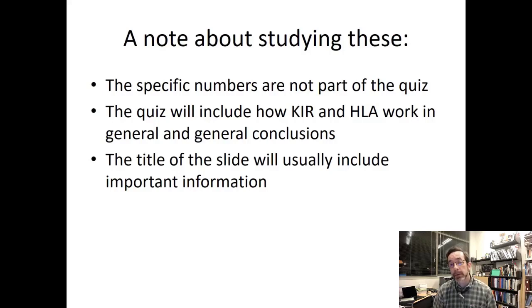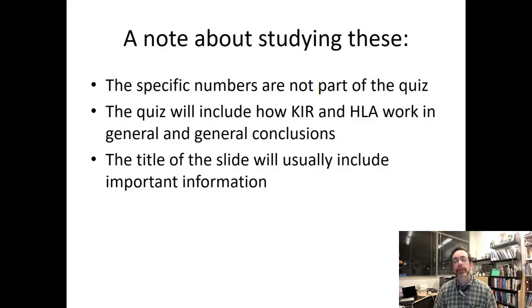The specific numbers are not part of the quiz, but there's 4 main themes that I would like to show you that come out from the data. And those, I'm actually going to summarize at the end, and those are the things to go back and make sure that you study. The quiz will include how do KIR genes work, how do HLA, MHC genes work, and general conclusions about what they found in this study. Usually I'll put the most important information in the title of the slide, and when you're studying you should pay the most attention to that. Things like figure captions and small details of which tribe has higher of which allele, those do not matter to us.